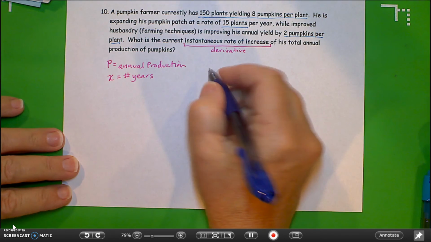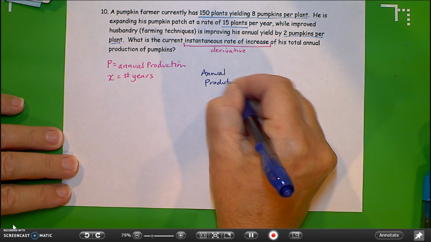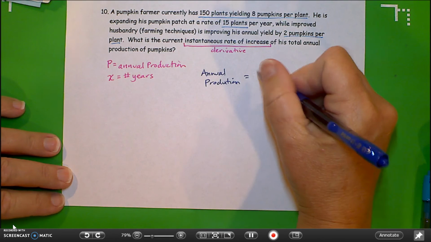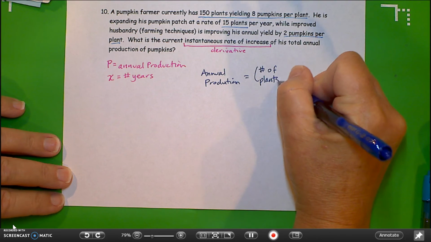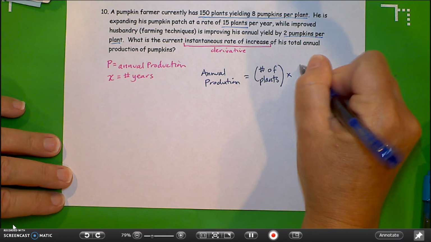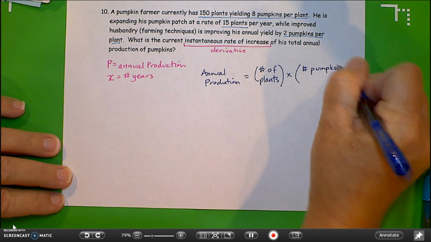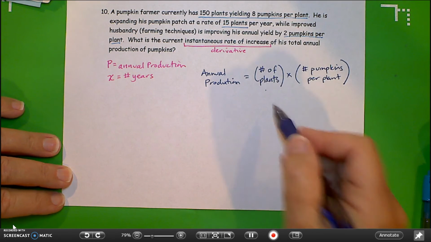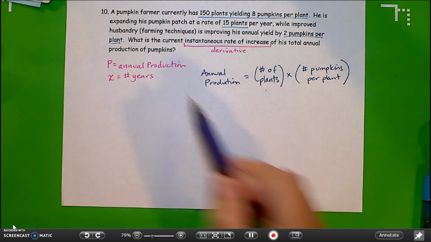And I just want to think in terms of words here, what do I have? I need an expression for annual production. If you think about it, annual production would be basically the number of plants that you have times the number of pumpkins that you get per plant. So the number of plants times the number of pumpkins per plant would be the total number of pumpkins produced. Now I need to make an equation for all of this.